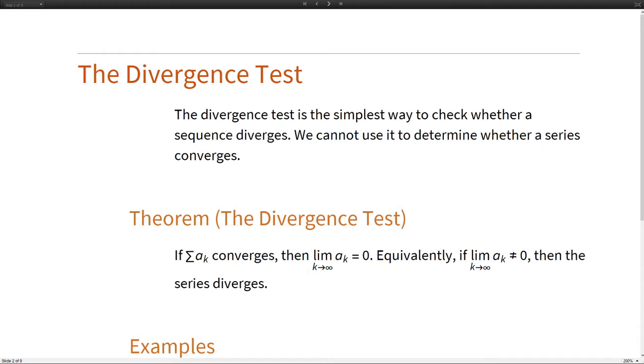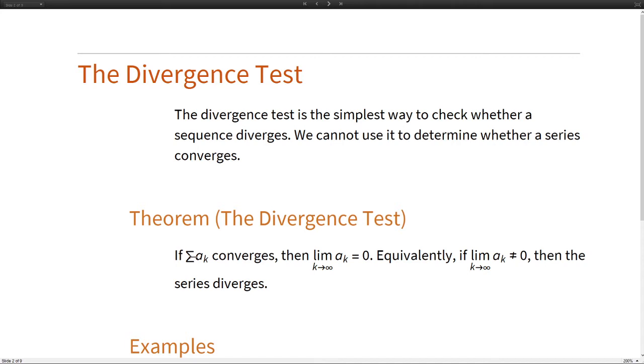The simplest way to state the theorem is that if an infinite series converges, so here you'll notice I just have the sum of a_k. I didn't put any bounds on it because it doesn't matter what k value it starts at. As long as it goes off to infinity, it doesn't matter either way. But if that sum converges, then the limit of the terms has to go to 0.